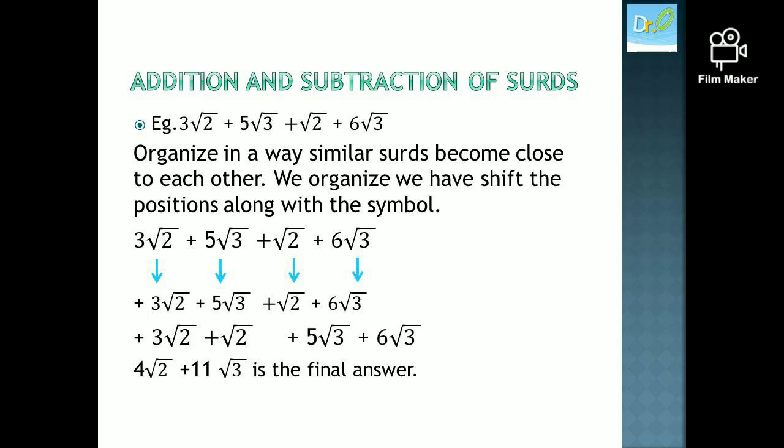Then if you simplify this, you can add 3 root 2 to root 2, that is 4 root 2. 5 root 3 to 6 root 3, you will obtain the answer 11 root 3. So that is your final answer.